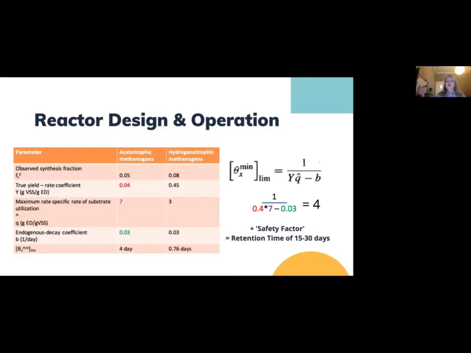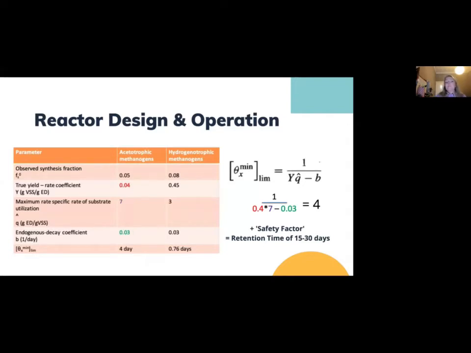We often say that these are functioning at the thermodynamic limits. So they don't get a lot of energy from their activity, and so it leads to a small amount of growth yield. Because these are slow growing, we need to retain these in the system. And so if we want to gear towards methane production, then we need to retain these species in a reactor.